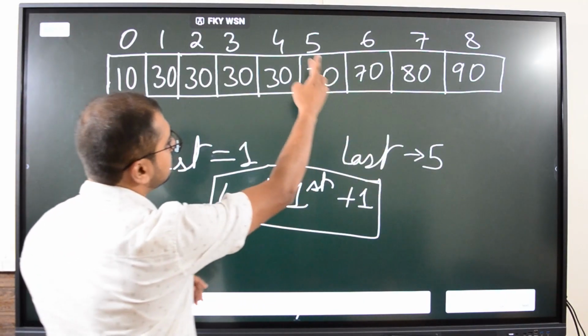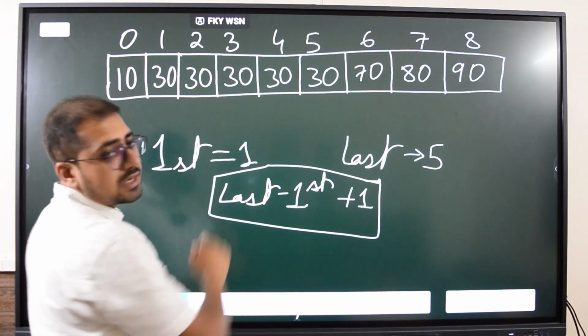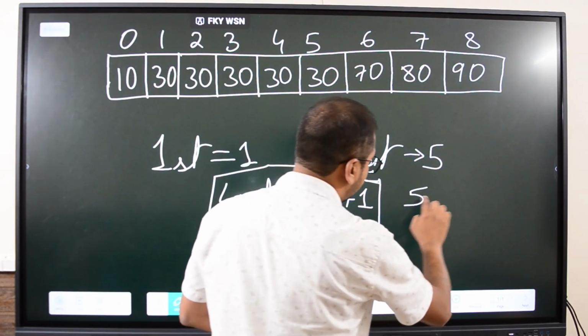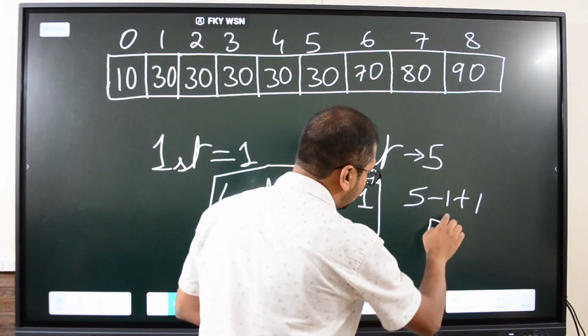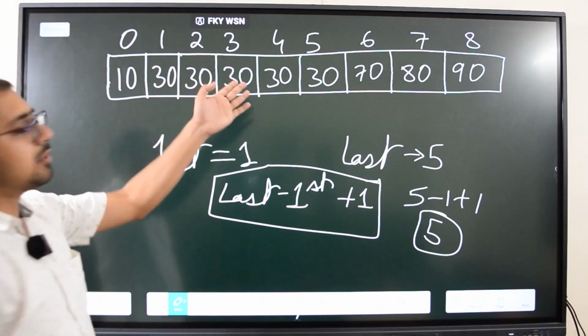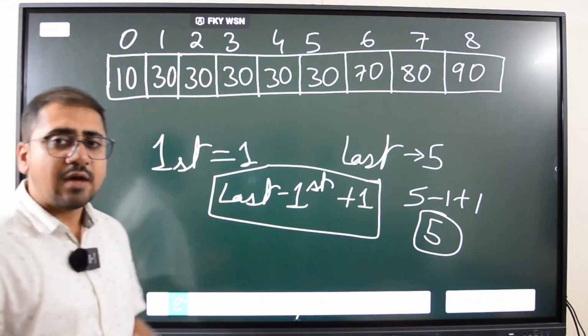The last index we have here is 5. Then the first index we have here is 1. So 5 minus 1 plus 1. We will be getting here the value as 5. So here, what are the total number of occurrences? The total number of occurrences is 5. So here we have a problem here.